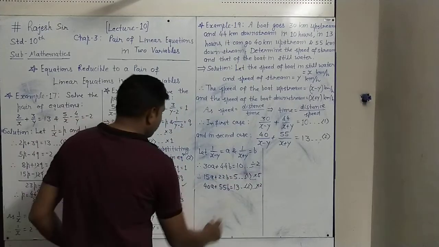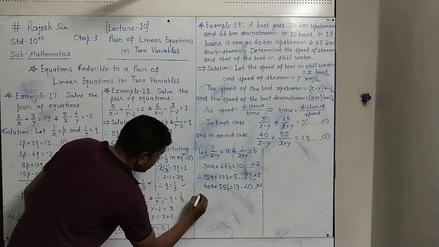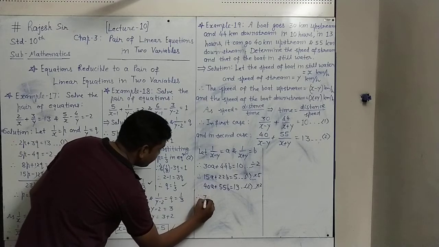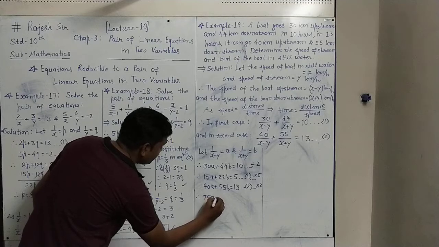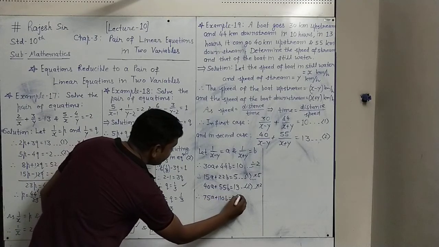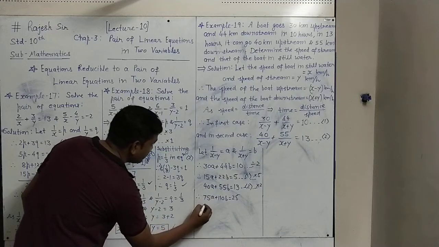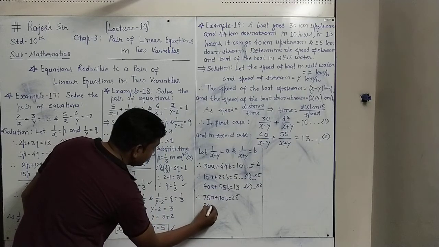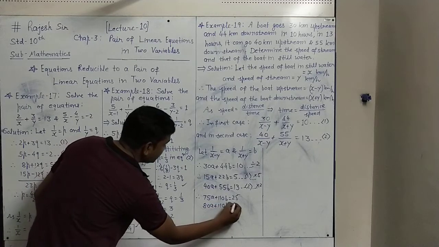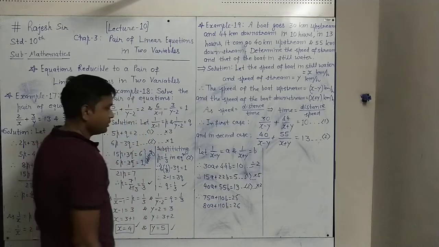So the first equation will be, by multiplying 5, 15 5s is 75a plus 110b equals 5 5s is 25. And here multiplying 2, 80a plus 110b equals 13 2s is 26.